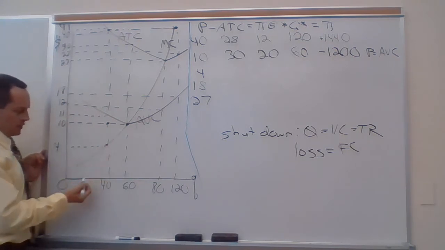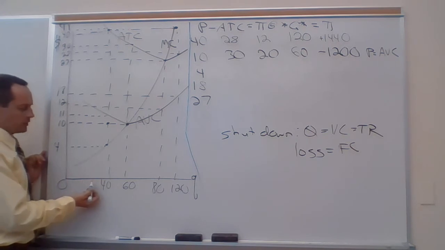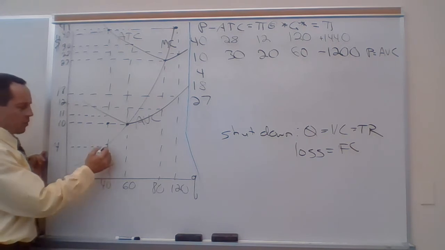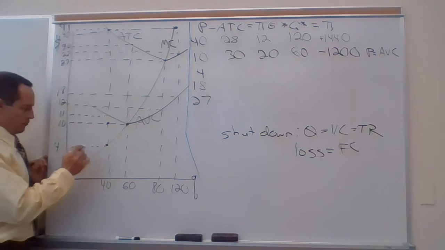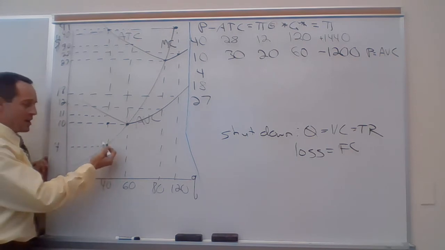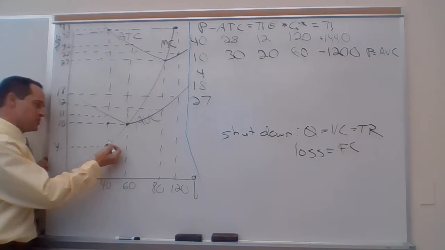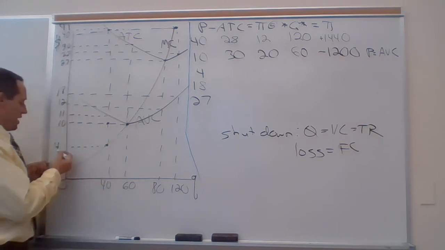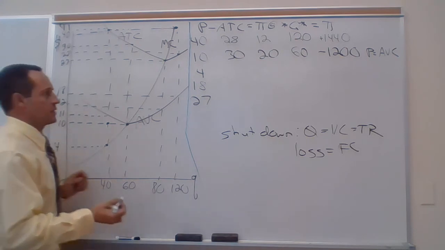At $4 a unit, I could justify 10, 20, 30 quantity, but at 40 quantity, that's where things stop. The 40th unit cost me $4. I'm only getting paid $4. I cannot justify a 41st or 42nd or greater unit. So at $4, my Q star is 40.